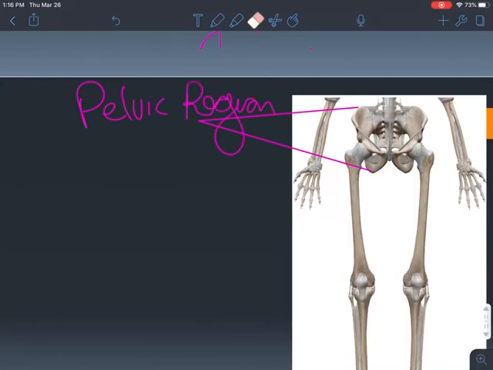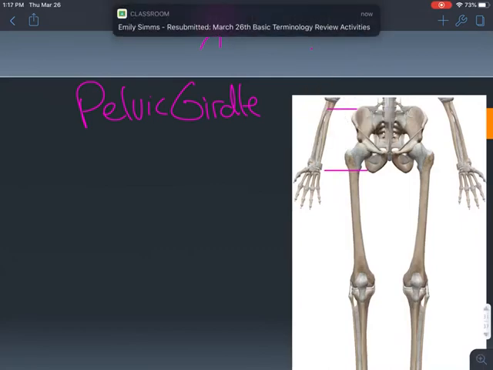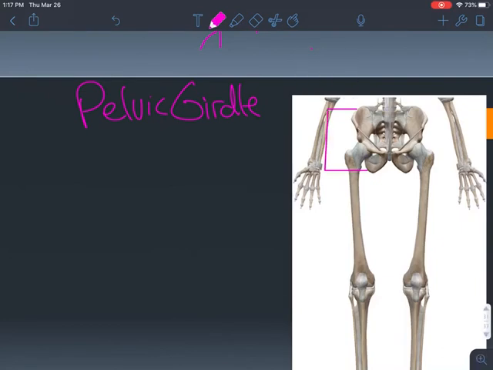Now look, don't get confused with the pelvic, this is pelvic girdle. Don't get pelvic girdle confused with pelvic region, okay? So your pelvic girdle is literally just this bone, right there. And now look, just to clarify, your pelvic region is like right there. Okay. So pelvic girdle is just that bone, pelvic region's right there.